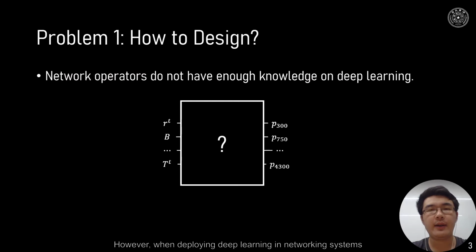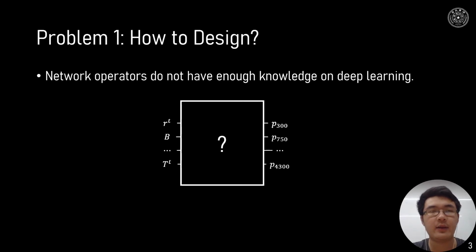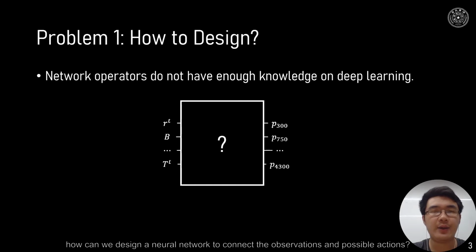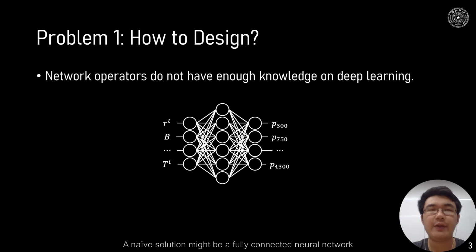However, when deploying deep learning in networking systems, operators might confront a series of problems. The first is how to design the neural network structure themselves, with very limited knowledge in deep learning. From the view of network operators, how can we design a neural network to connect observations and possible actions? A naive solution might be a fully connected neural network, which is actually adopted by several projects on the last page.